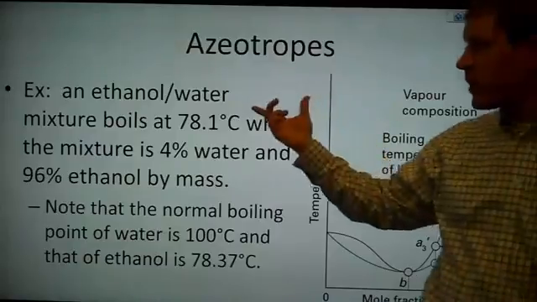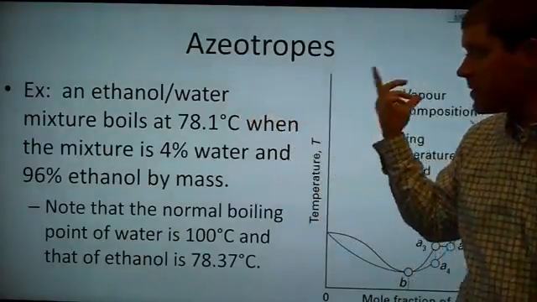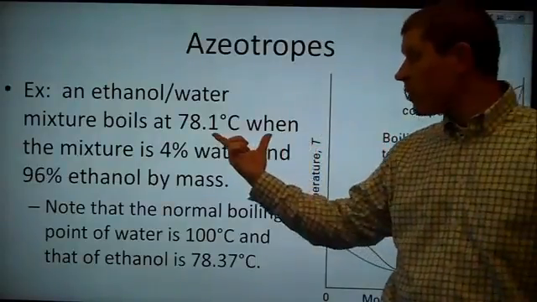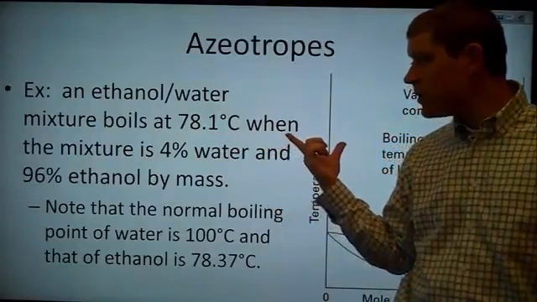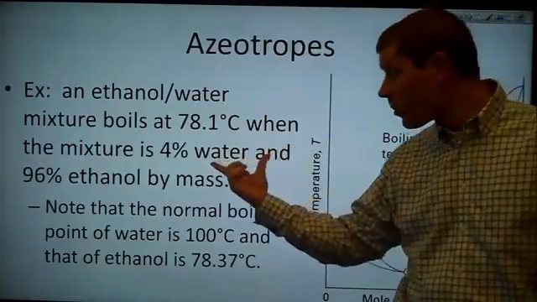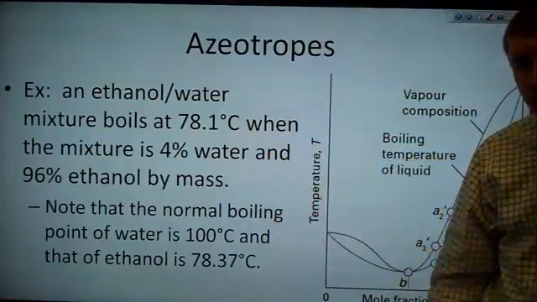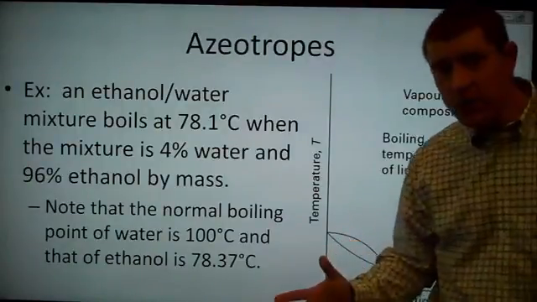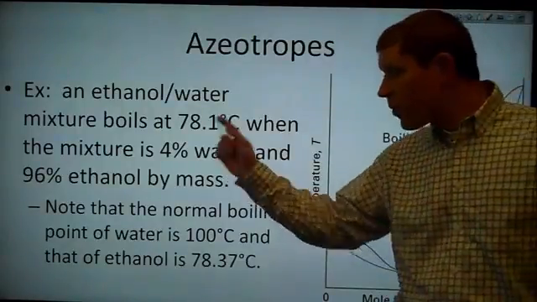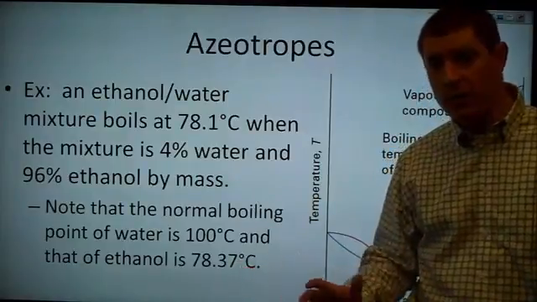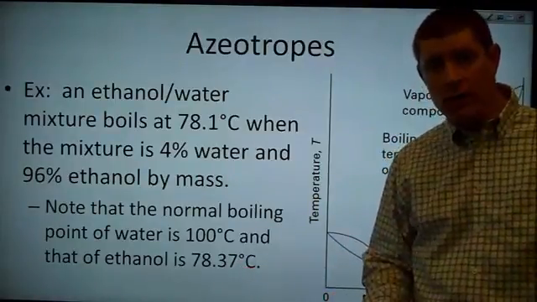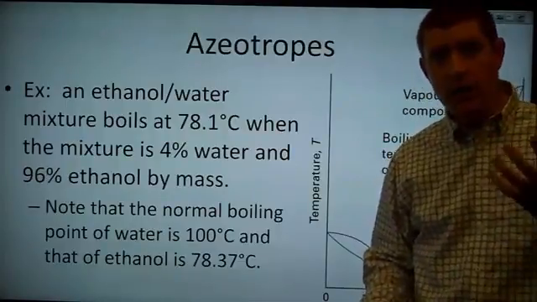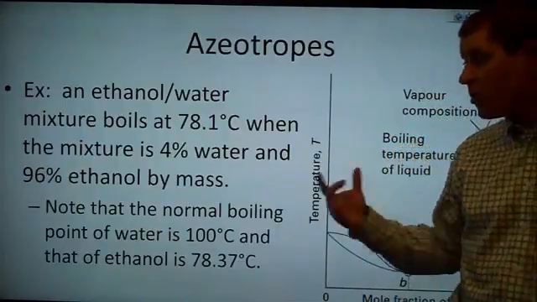All right, so if we look at something like ethanol and water, that is a famous example of this. Ethanol and water mixture boils at 78.1 degrees when the mixture is 4% water and 96% ethanol by mass. And this means that with distillation, if you have a 4% water, 96% ethanol mix, when you vaporize that liquid, the vapor has exactly the same composition. So you can't use distillation to get pure ethanol.